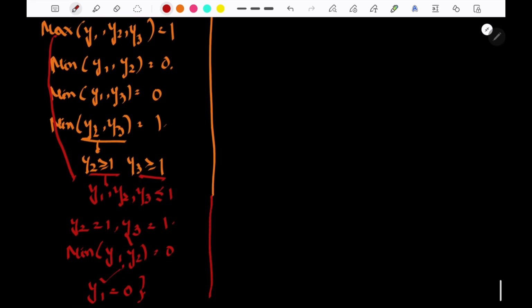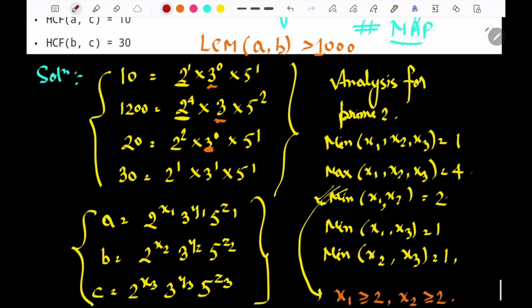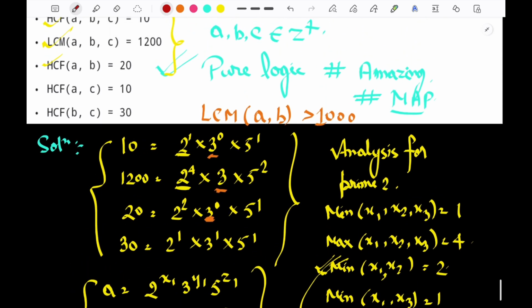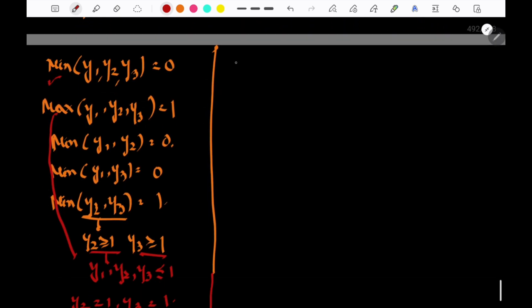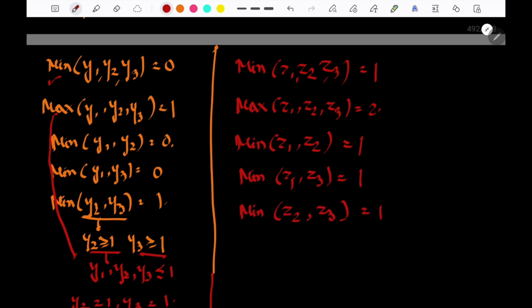Now again, let's check for prime 5. What was the minimum value? 1. Again, maximum was 2. Minimum 1, 1, so everywhere it is 1. So minimum of z1, z2, z3 was 1. Maximum of z1, z2, z3 was 2. Again, minimum of z1, z2 is 1, minimum of z1, z3 is 1, and minimum of z2, z3 is 1.